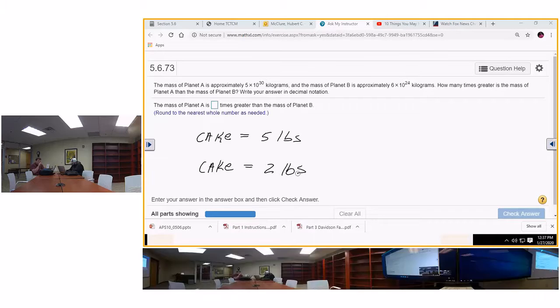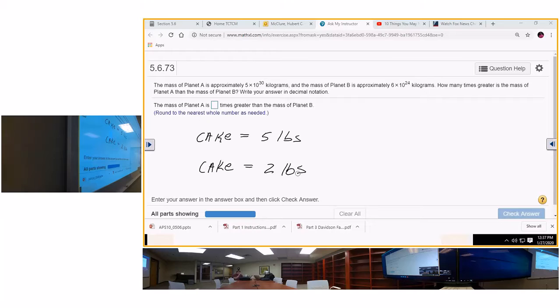5 minus 2 is 3. Not 5 minus 2, but what? 5 divided by 2. So we've got to use what? We've got to use division.